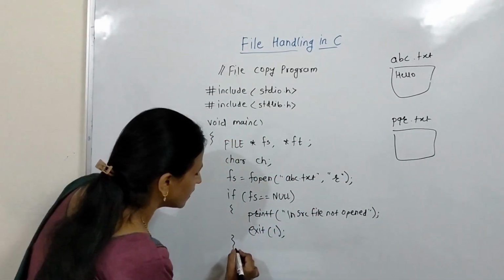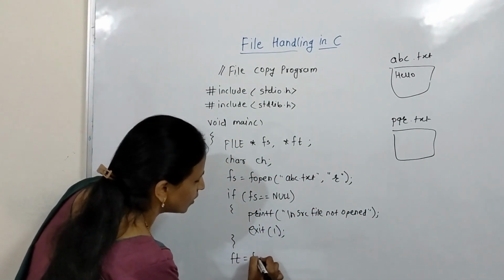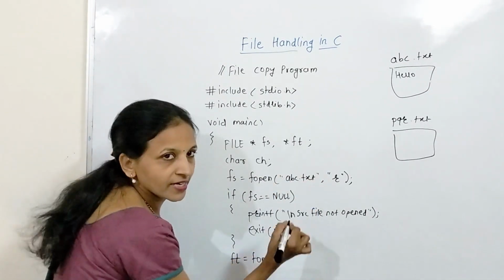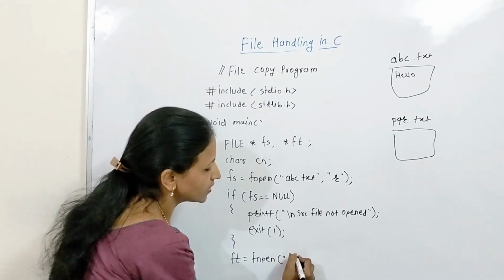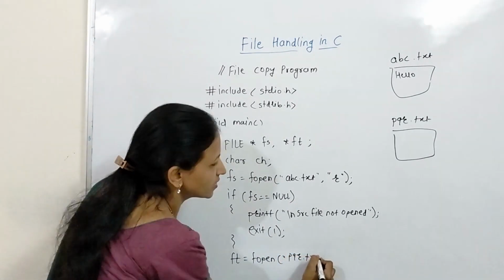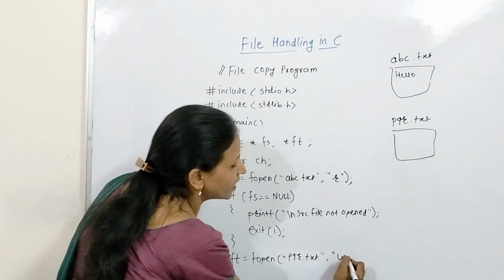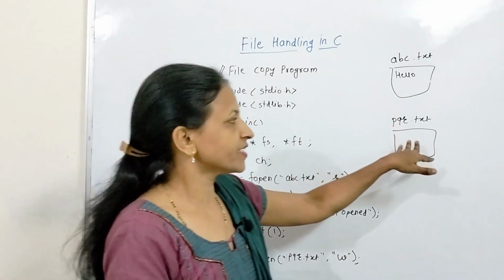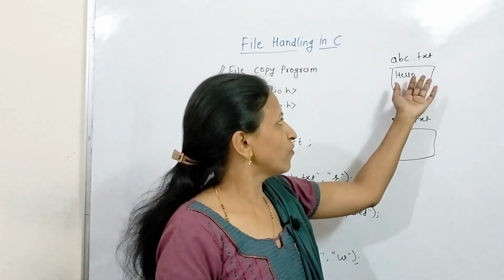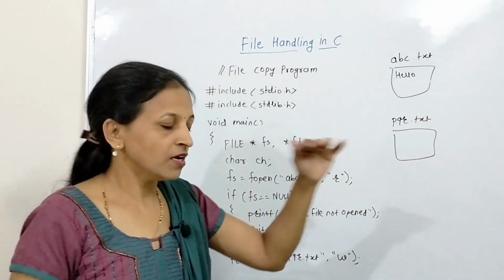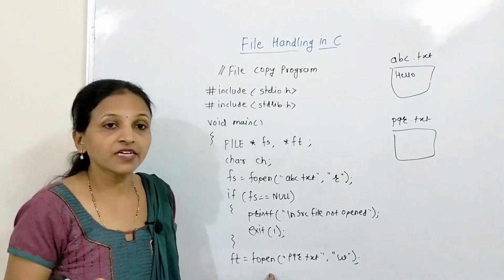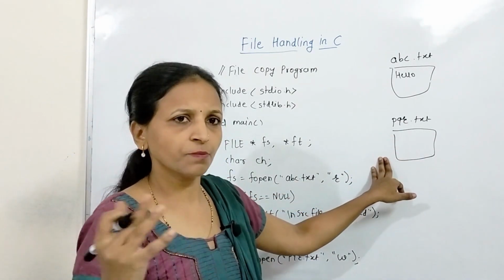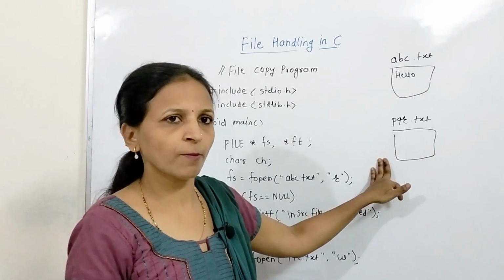Just do that. Let ft equal fopen, then the name of the target file, pqr.txt, in write mode. Because we want to write contents in this file, and we want to read contents from the source file. Now, whether it is successful or not, because write mode means the file may be present or not present, no problem will be there.